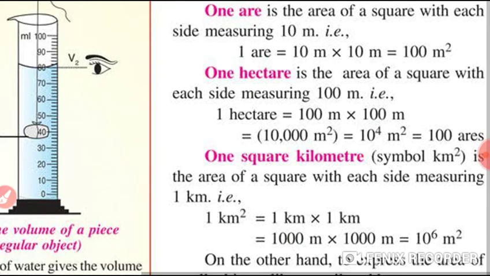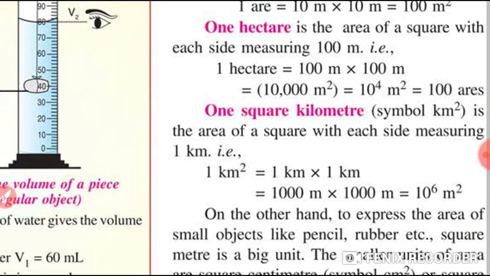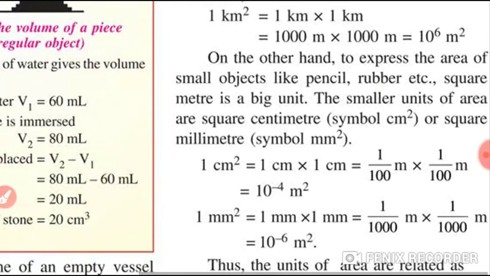1 square kilometer is the area of a square with each side measuring 1 kilometer. That is, 1 kilometer square is equal to what? 1 kilometer multiplied by 1 kilometer. That means 1000 meters multiplied by 1000 meters. Why? Because 1 kilometer is equal to what? 1000 meter. That means 10 raised to power 6 meter square. That means 1 kilometer square is equal to 10 raised to power 6 meter square.